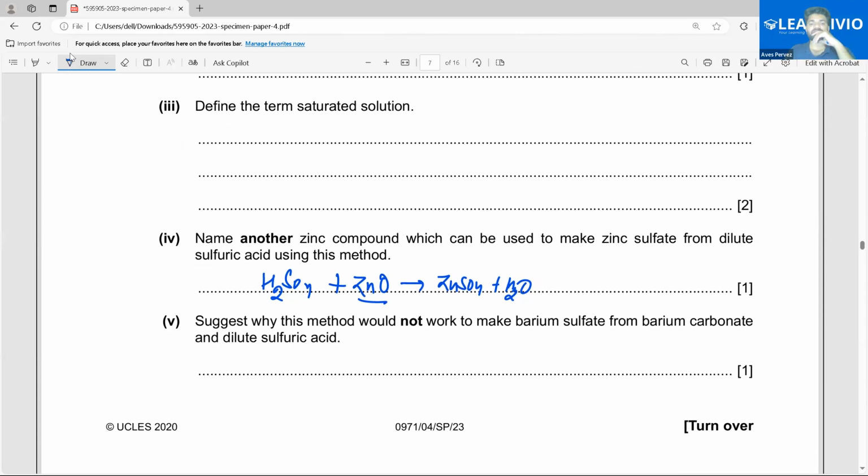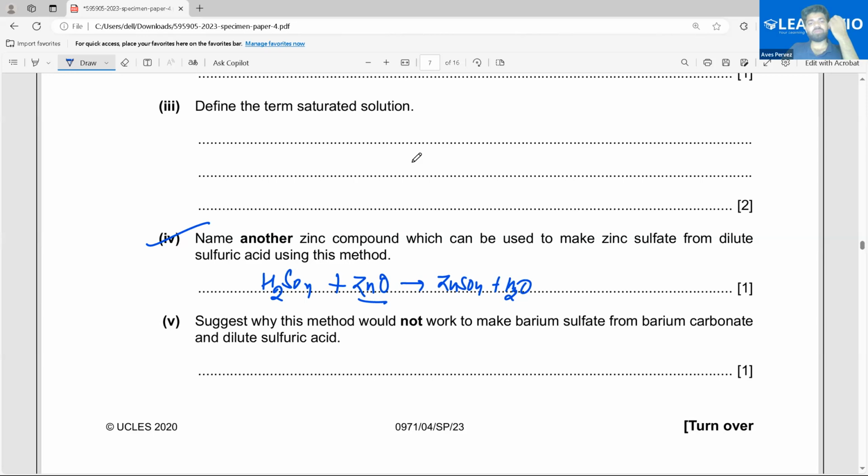So note this reaction, please. This one, another compound of zinc. Have you noted that?